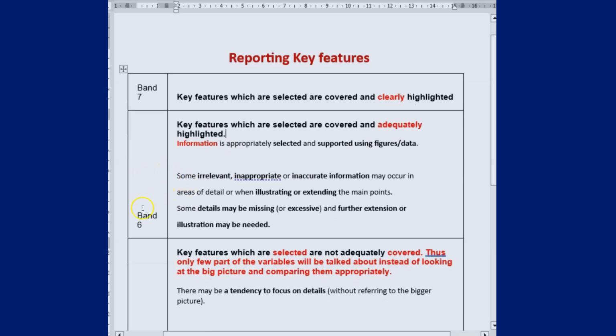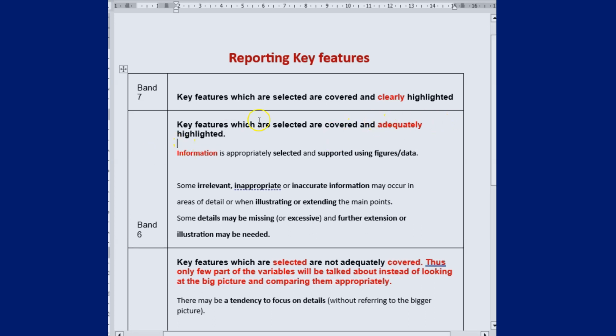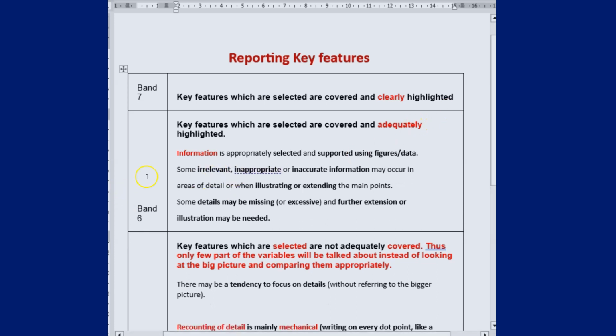Now, if you look at the band 6 essay, it states that the key features which are selected are covered and adequately highlighted. Adequately highlighted key features. So the person stated the key features, but has a lot to be done to it. It was mentioned, but has a lot to be done to it. So let's look at it. It said that information is appropriately selected and supported using figures and data.